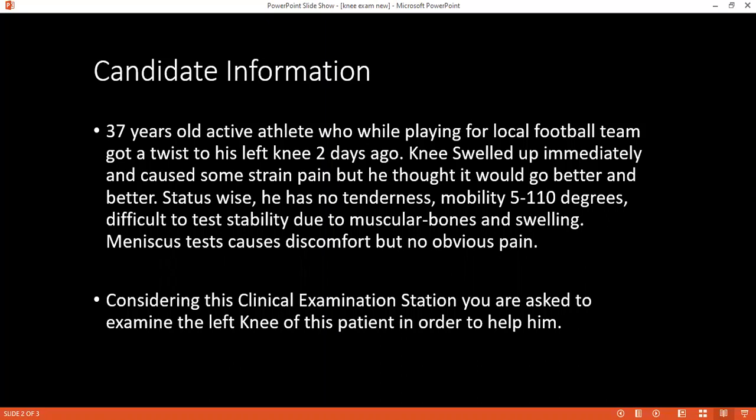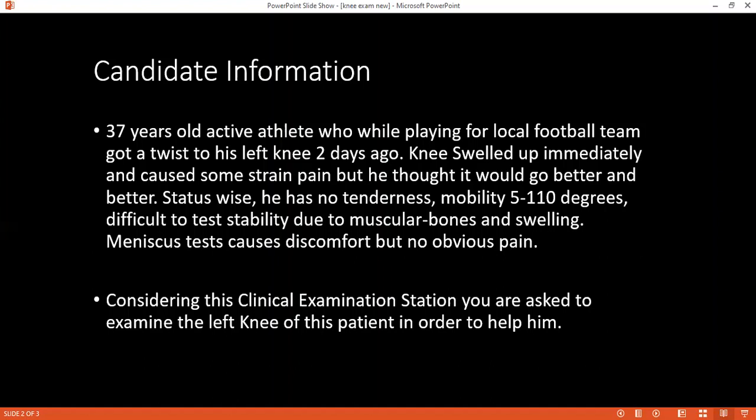It was uncomfortable, but no obvious pain. So if you have a positive McMurray test, then okay. So what are your differential diagnoses? My differential diagnosis will include a cruciate ligament injury, and a knee menisci injury will also be another differential diagnosis, ma.